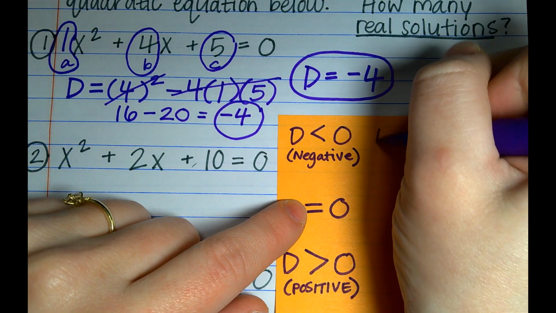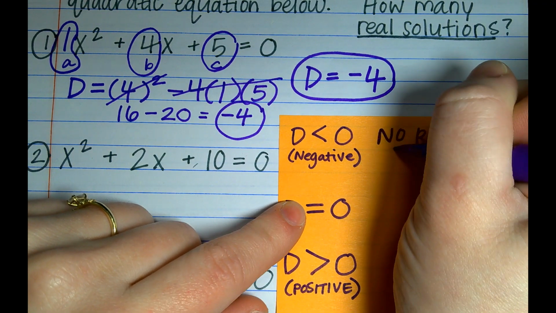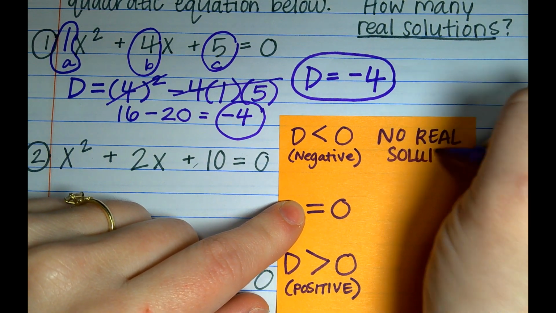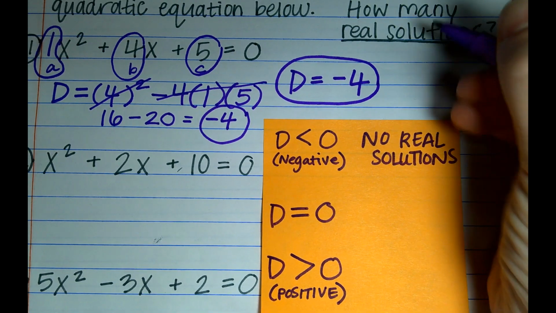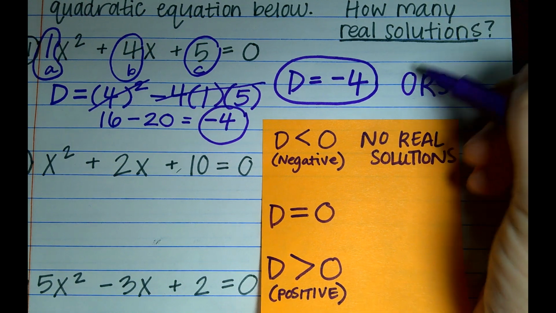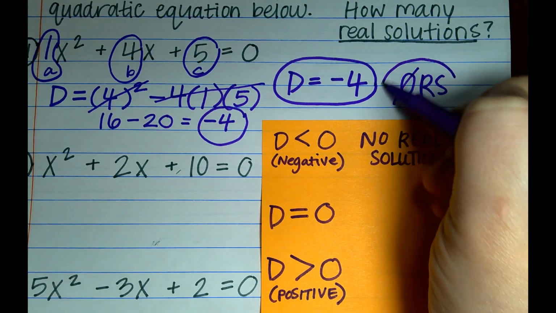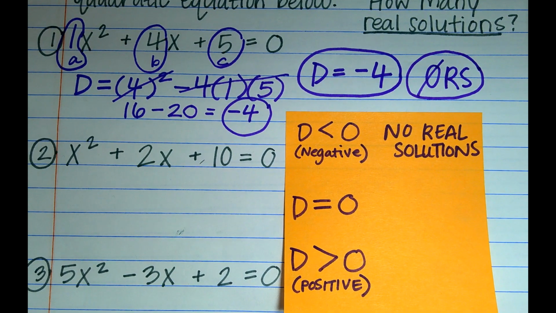So how many solutions do we have whenever our discriminant is negative? None. No real solutions. And we can write that as 0 RS. And I always like to put a slash through it. I don't know why, I just do. So there you go. That is our answer for number 1.